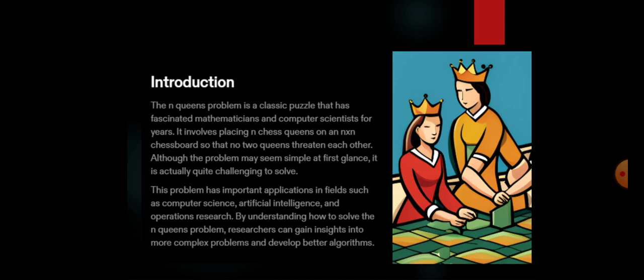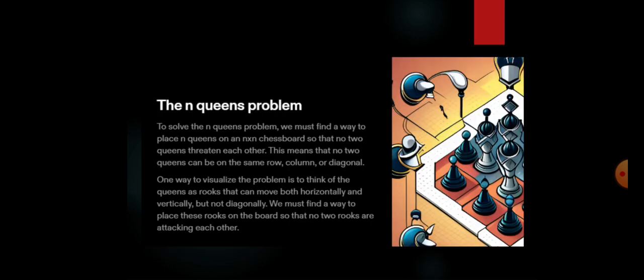So the main problem is we have to place the n queens on the n cross n chessboard. If it is a 4 queens problem, it means we have to place 4 queens on a 4 cross 4 chessboard. That is what we call the N-Queens problem. To solve the N-Queens problem, we must find a way to place n queens on an n cross n chessboard so that no two queens can threaten each other. This means no two queens can be placed in the same row or in the same column or in a diagonal.